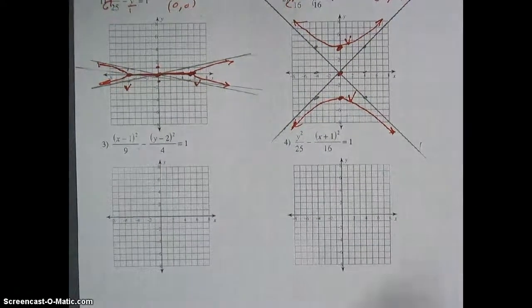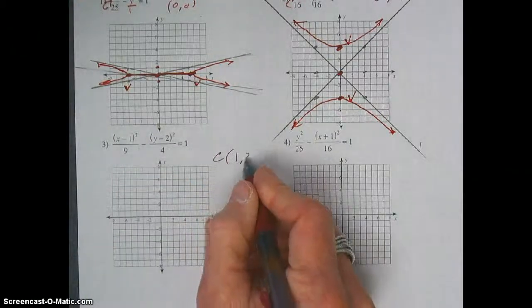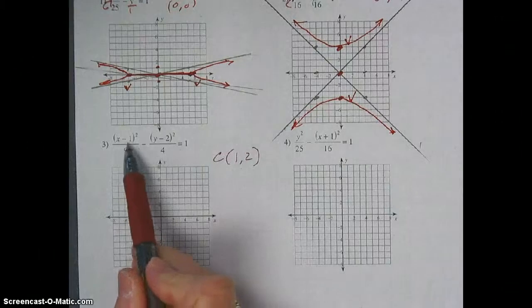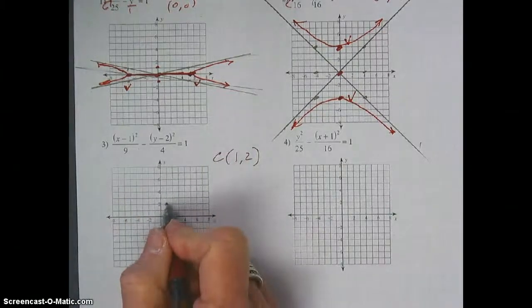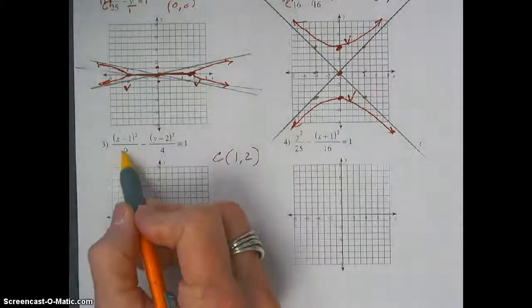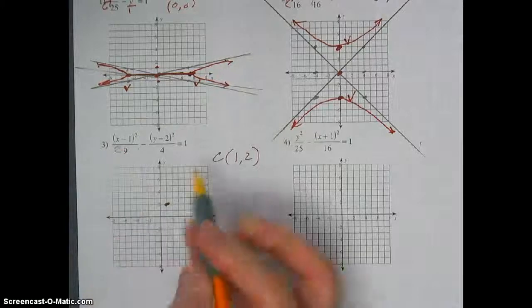Now notice we've shifted a little bit here, so our center is not going to be at 0, 0, but it's going to be at 1, 2. So again, you use your same rules. If it's negative, it's really positive for our center. So go over to 1, 2 for our center, and then do like we did with the ellipse. Go in the x direction, the square root of 9.